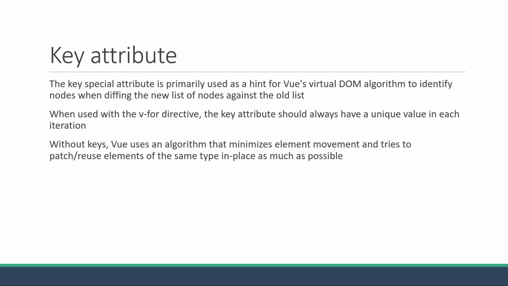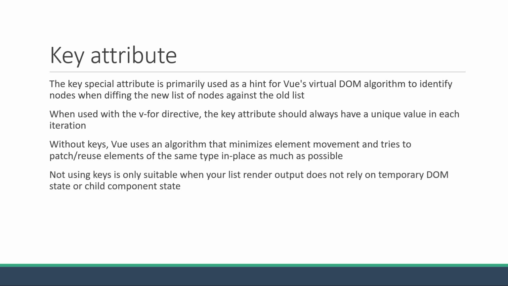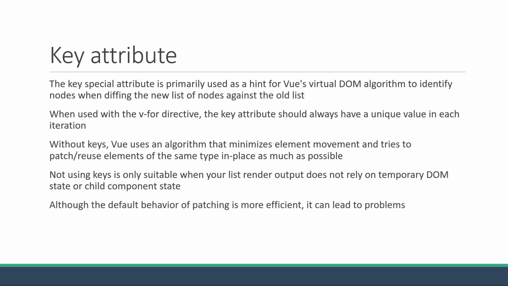This means that if you don't use keys, it is actually more efficient when shuffling a list of elements. However, not using keys is only suitable when your list render output does not rely on temporary DOM state or child component state. Now, we haven't talked about components, but just make sure you keep this point in mind. Now, although the default behavior of patching is more efficient, it can lead to problems like we have seen in the CodeSandbox example.